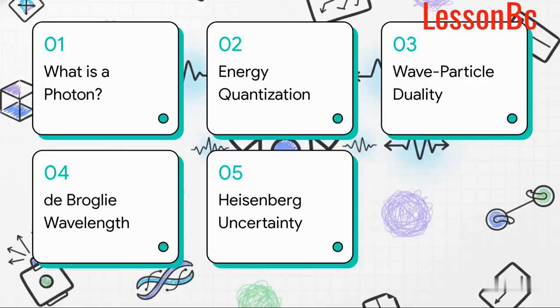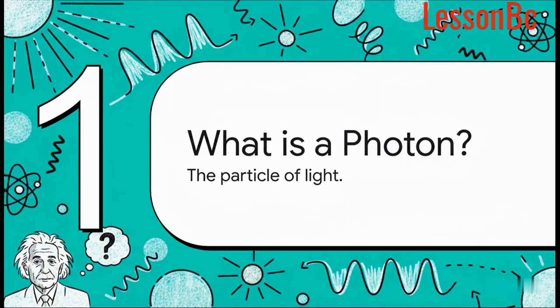Here's our agenda to help us unravel this mystery today. First, what is a photon? Then, energy quantization, wave-particle duality, the de Broglie wavelength, and finally, the concept of the Heisenberg uncertainty principle. By the end of this lesson, you'll understand these basic ideas, learn the key equations, and even solve some simple numerical problems with me. Okay, let's jump right into section 1.